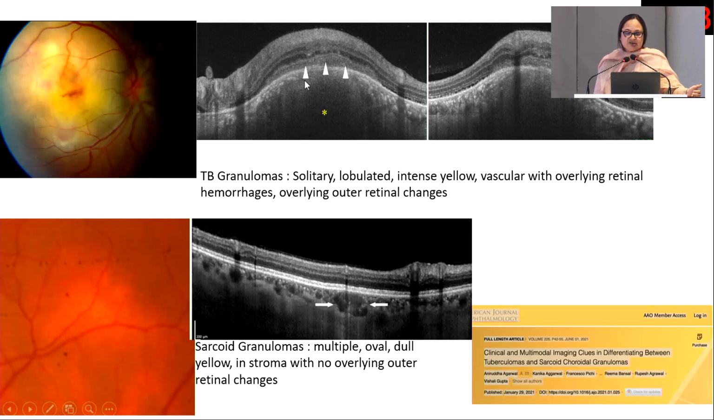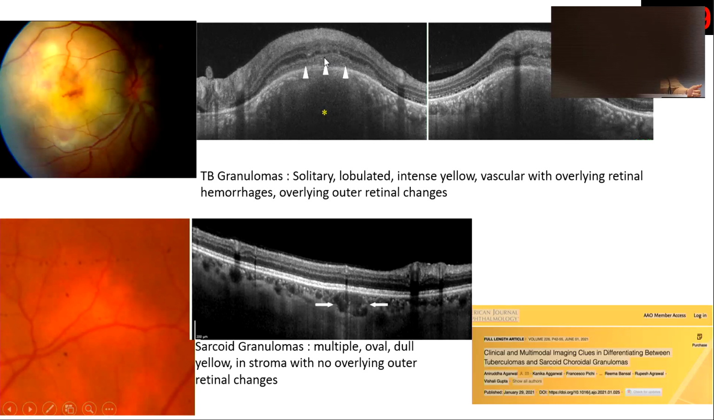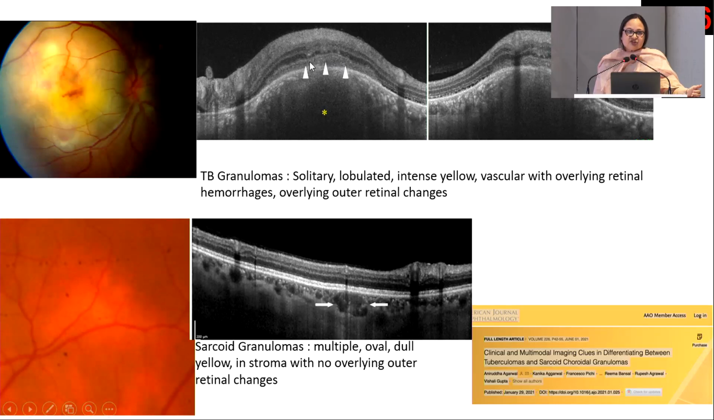The top here is a TB granuloma, a large single yellow granuloma with hemorrhages on the surface. And when you do OCT through the granuloma, there are changes in the outer retina. The sarcoid granuloma at the bottom, there are multiple, discrete, small, no overlying hemorrhages, and they are mostly located in the stroma. So when you do OCT, you see these granulomas like this, not jutting out like TB.